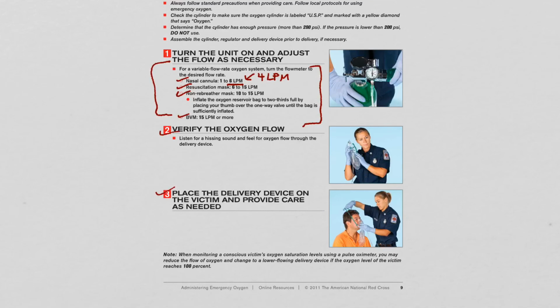Big deal. Once we put the delivery device on, we want to continue to monitor the saturation levels, if we have a pulse oximeter on. Because once that patient gets to about 95%, then we either want to decrease those liters per minute or remove it altogether and allow them to breathe in and restore their own oxygen concentration or saturation levels.